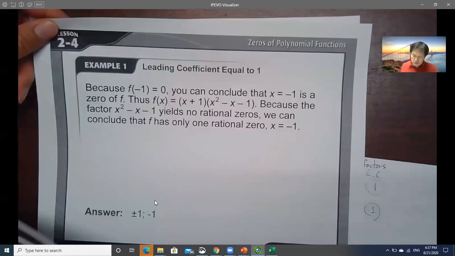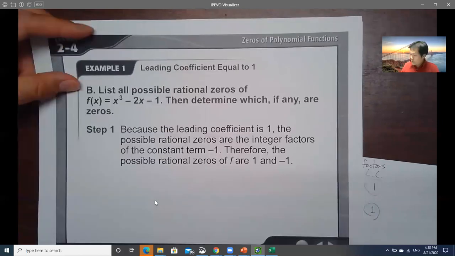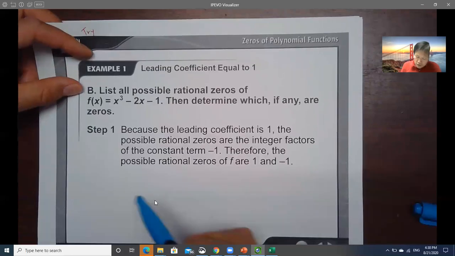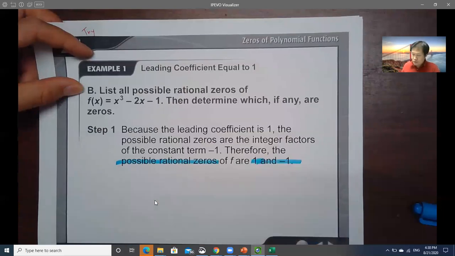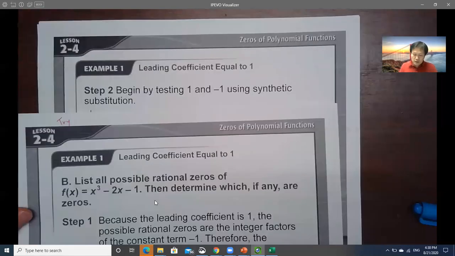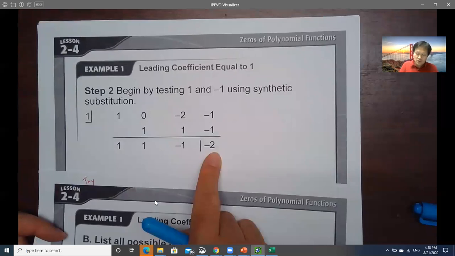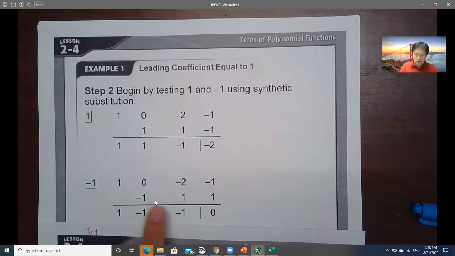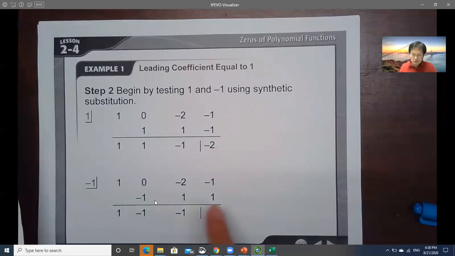So all possible rational zeros are, yeah, right here. Possible rational zeros are 1 and -1. And what is the actual zero? So you should try synthetic division with 1, -2, busted. 1 is gone. Synthetic division with -1, we got the 0. So that's the guy. Okay, only one answer, which is -1.